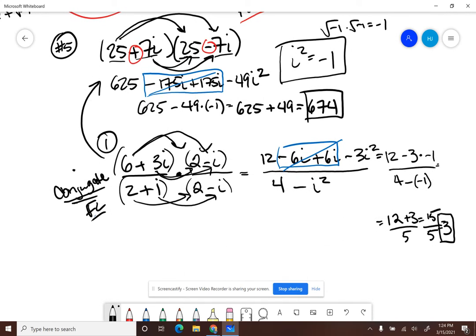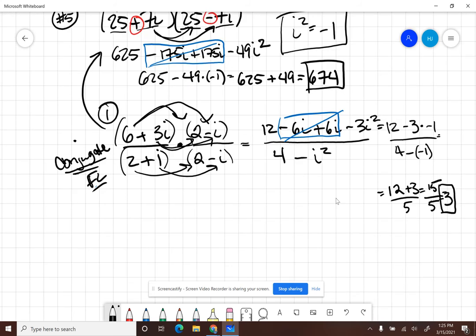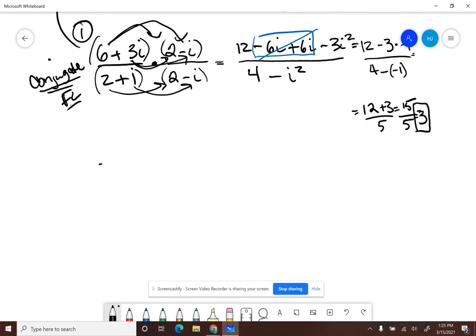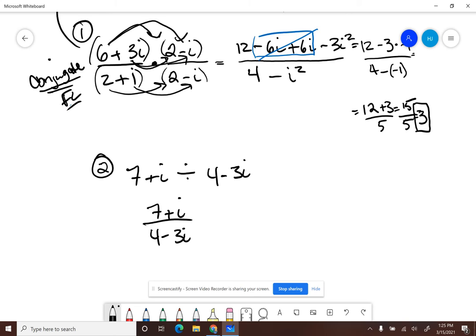So let's call this example 1, and we'll go on down here and we'll do number 2. Okay, number 2 is 7 plus i divided by 4 minus 3i. Now, again, we don't usually write our problems this way. When we go into high school mathematics, we go ahead and write that as a fraction. We understand that a fraction is nothing more than a division problem. So 7 plus i divided by 4 minus 3i.